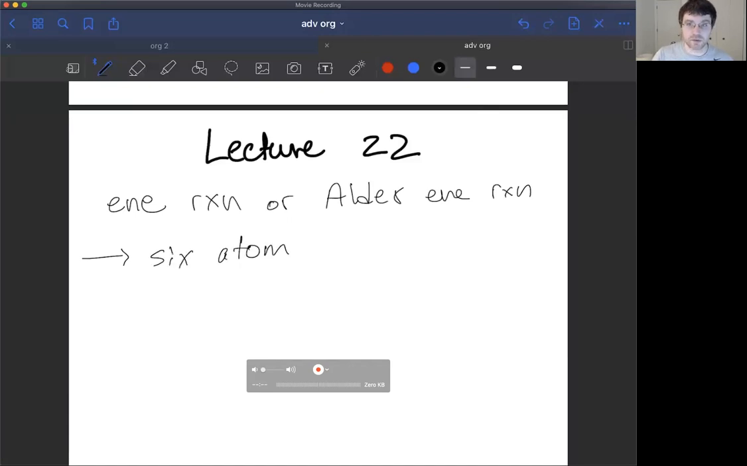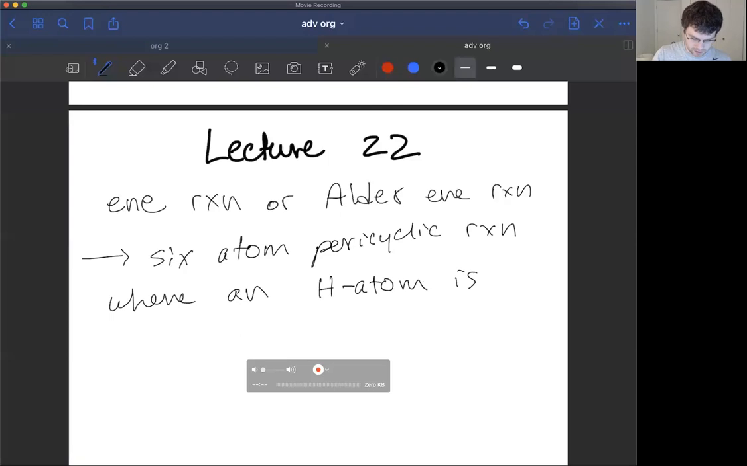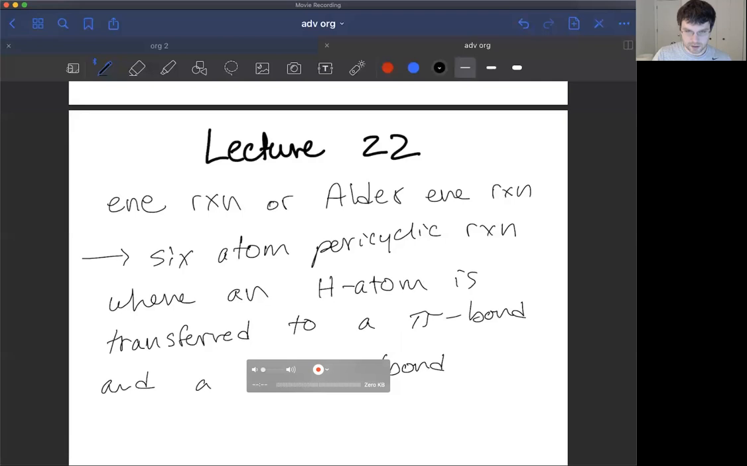which means we're going to have those nice 3 arrows working in a circular, either clockwise or counterclockwise motion, doesn't matter. So a 6-atom pericyclic reaction. Now what's special about this is it's where an H atom is transferred to a pi bond and a new sigma bond, usually, so it's really 2 new sigma bonds, sort of.